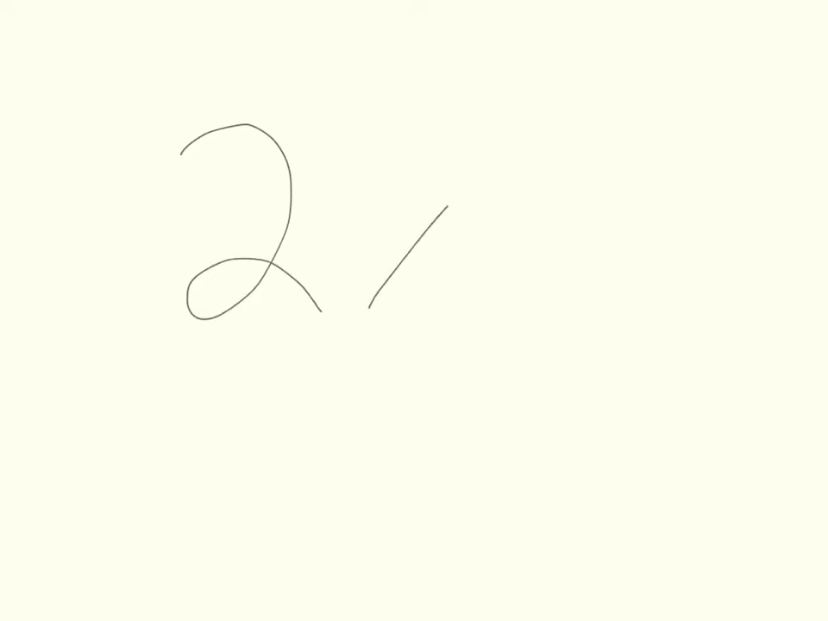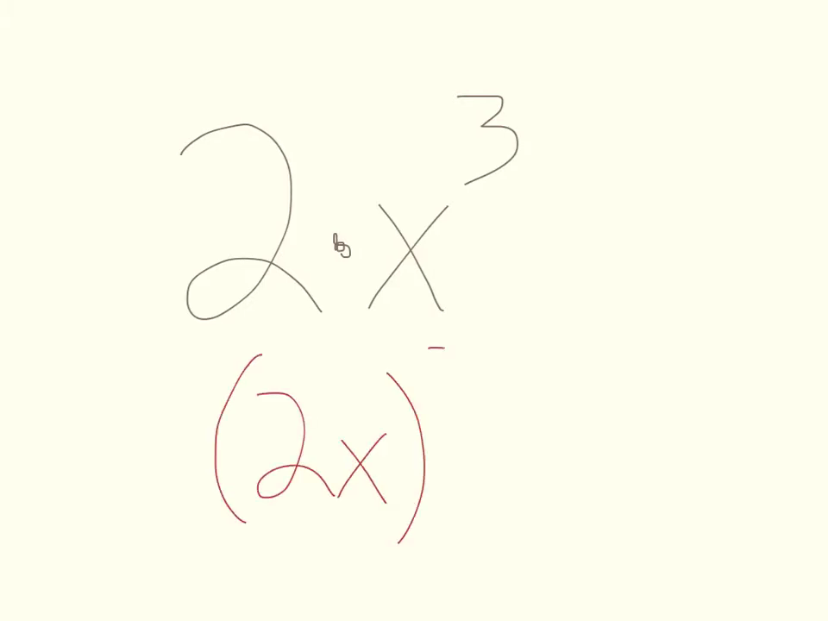I do want to make an important point here. If you were to see something like this, this does not mean that 2 and x are holding up that 3. They are not both the base for that exponent 3. It only means that x is the base and 3 is the exponent. So we have x cubed. So this would look like 2 times x to the third power. The only way that 2 and x would be the base is if it were in parentheses and looked like that. This means that what's inside the parentheses, which in this case is 2x, is the base for that exponent.